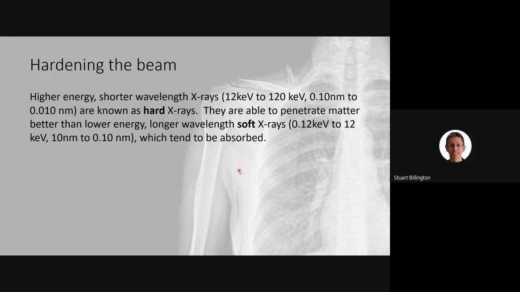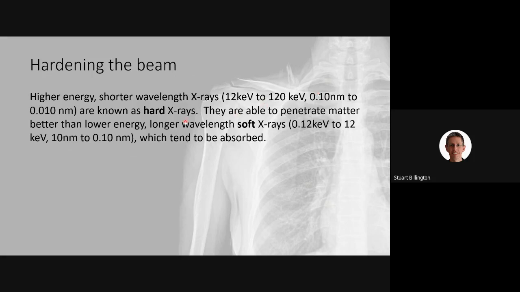So what you want to appreciate is that these X-rays here, these short wavelength X-rays from about 1/100th of a nanometer to about 1/10th of a nanometer, these really, really short wavelength, high energy X-rays, those are the ones that are going to pass through the soft tissue and are going to be absorbed by the bone. It's these really short wavelength X-rays that are going to produce the image for you.